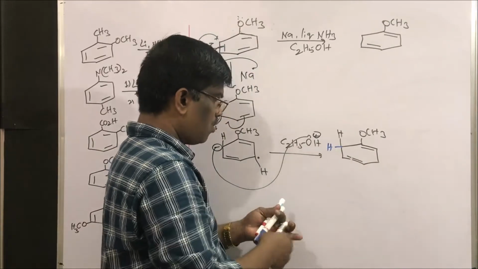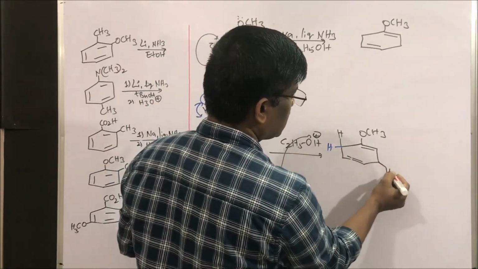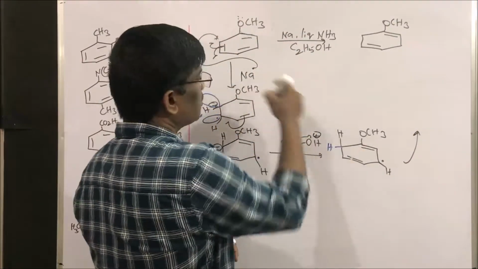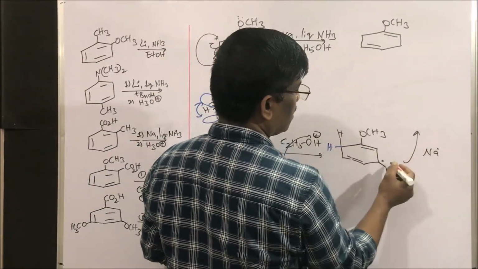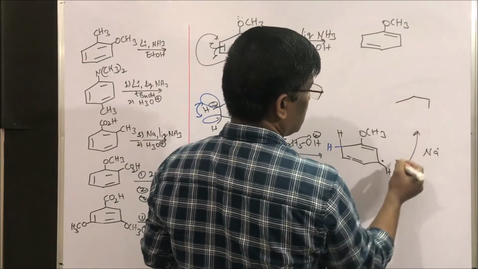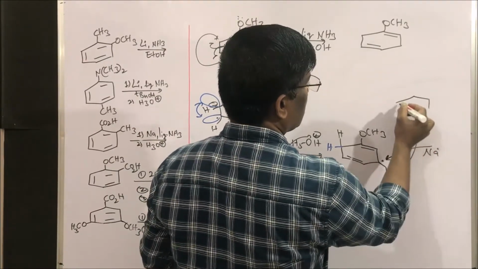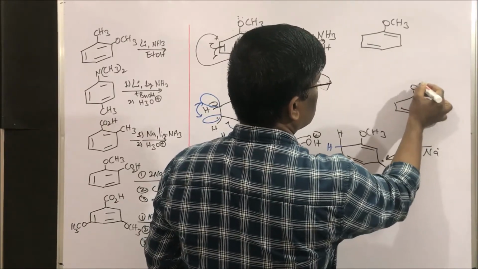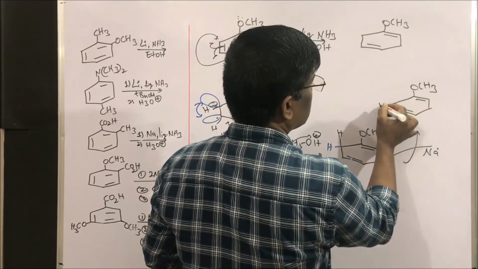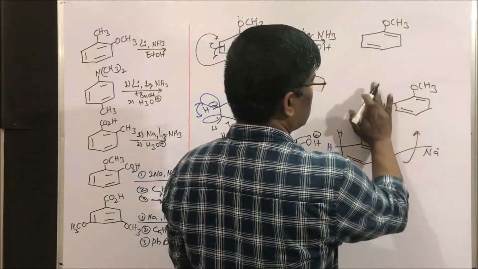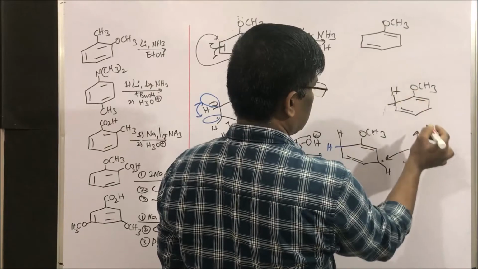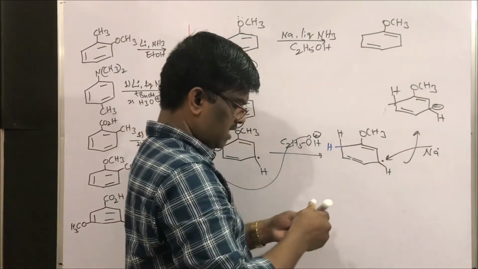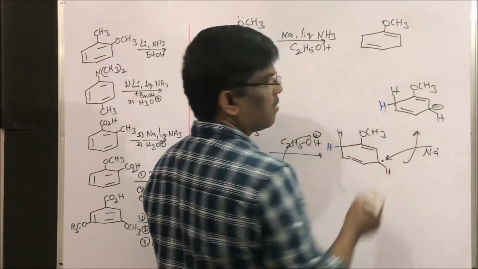What is the stage at this place? The radical is there. Now it takes an electron from sodium to give a double bond here, with hydrogen and hydrogen. Here a negative charge is there, and one hydrogen has come from ethanol.